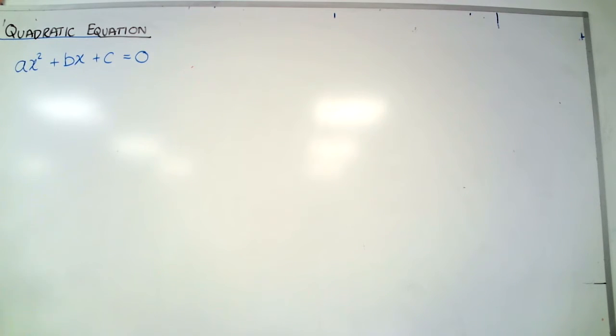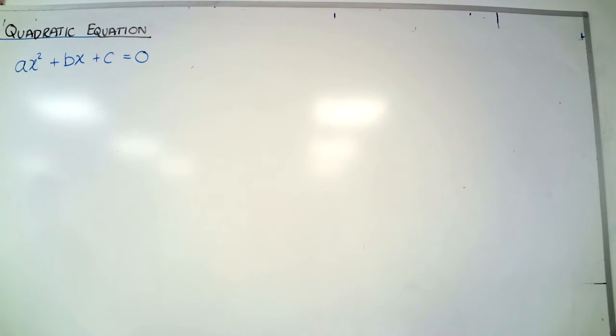Where a, b, and c are any constants: -5, -3, 0.1, 0.2, 3/5, anything. Now, the reason it's called a quadratic equation is because the highest power of x is 2. This is the quadratic equation. Now, how do we solve the quadratic equation?